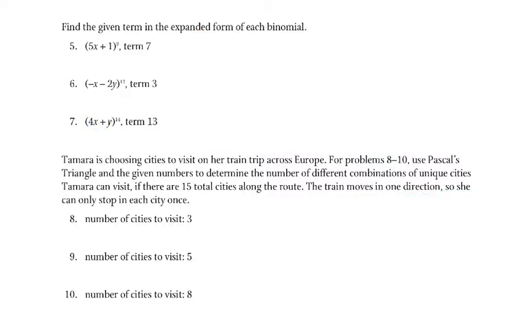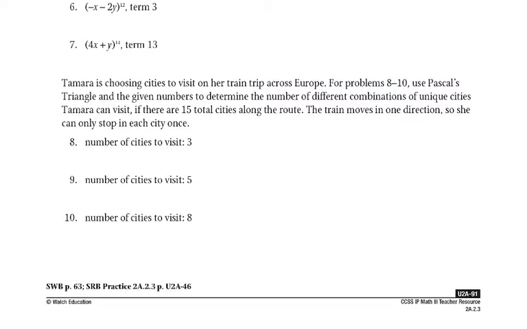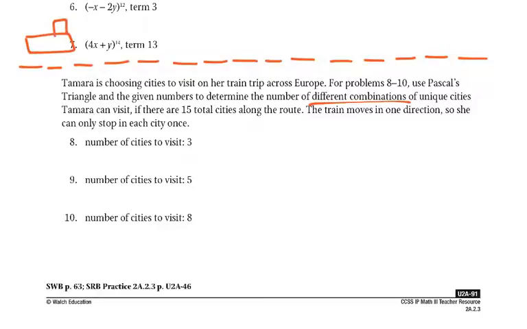Alright, now we can also use this stuff to deal with probability here. Okay, like this one. Tamara is choosing cities to visit on her train trip across Europe. For problems 8 through 10, use Pascal's triangle and given numbers to determine the number of different combinations. Okay, so when we're dealing with those combinations, how many different ways we can organize something, Pascal's triangle actually works for that too. It's really useful. So in other words, we've got 15 stops here on the train, right?